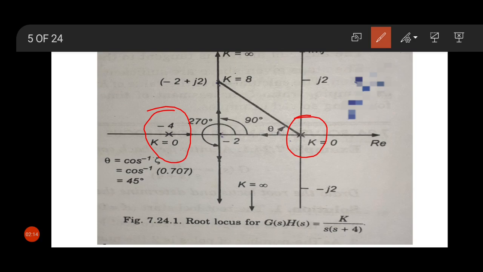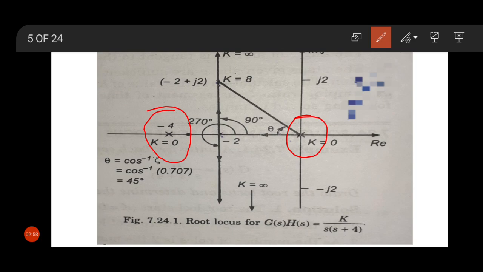So in which way the root locus starts, we will identify. Now we consider the point -4 and identify the portion of the root locus. We look at the right side of this point. If on the right side of this point there is an odd number of poles and zeros, then this portion must be in the root locus.